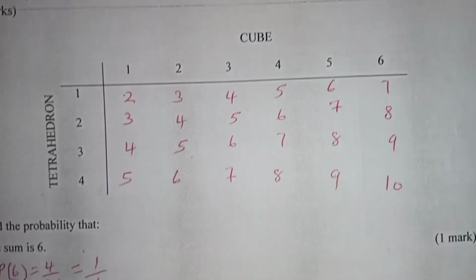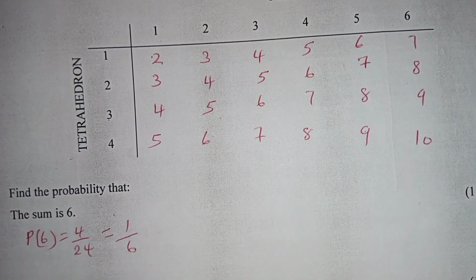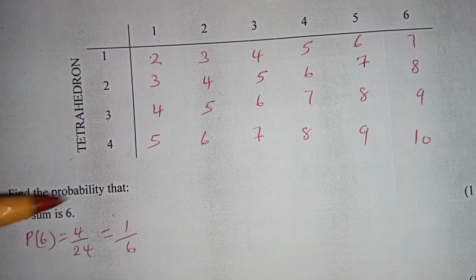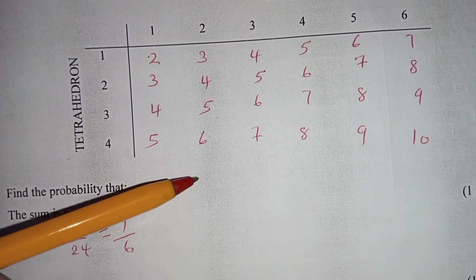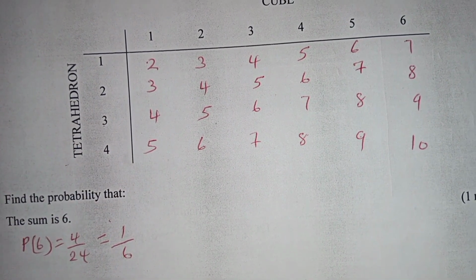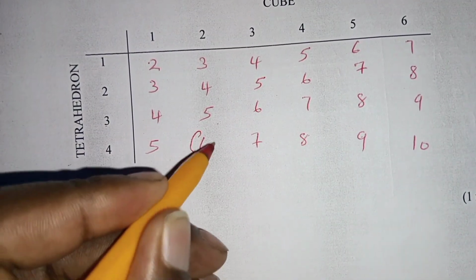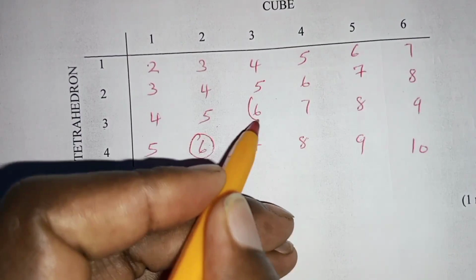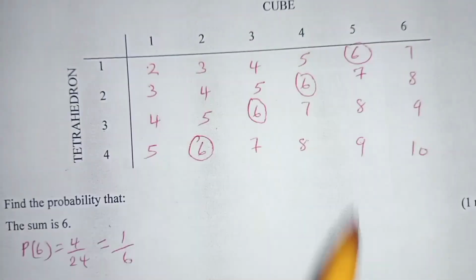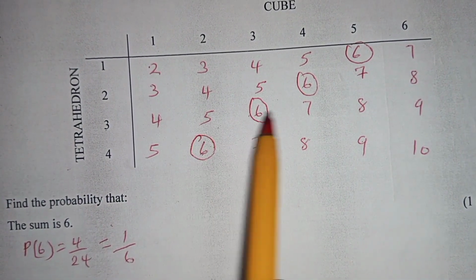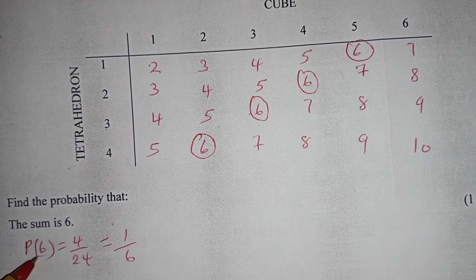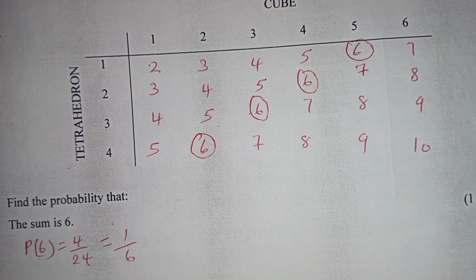So next, the student is to find the probability that the sum is 6. So you take from this sample space and see where the sum is 6. So we have this one here. We have this other one there. That other one here, and that other one here. How many are they? 1, 2, 3, 4.